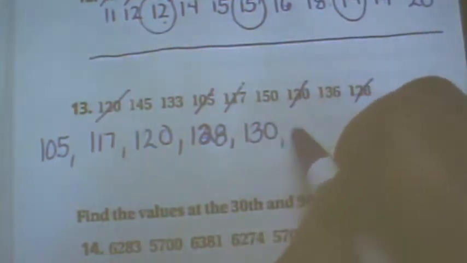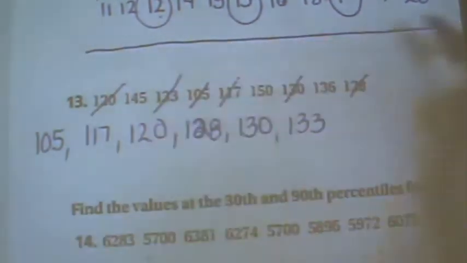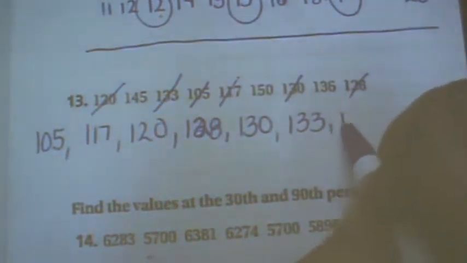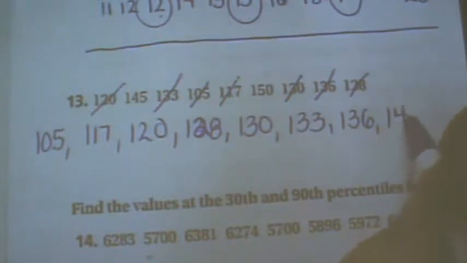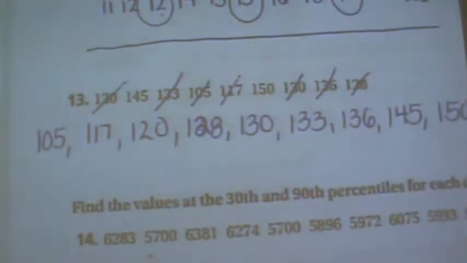Then 133. Then 136, and 145, and 150. Okay, so what is our lowest and highest number? Let's go from 100.